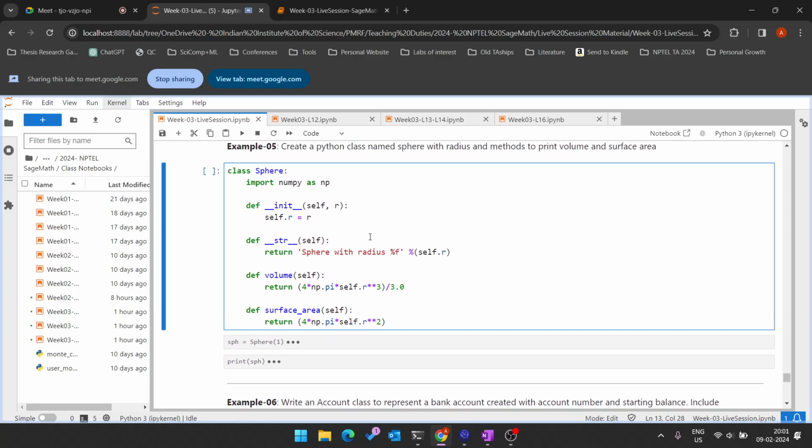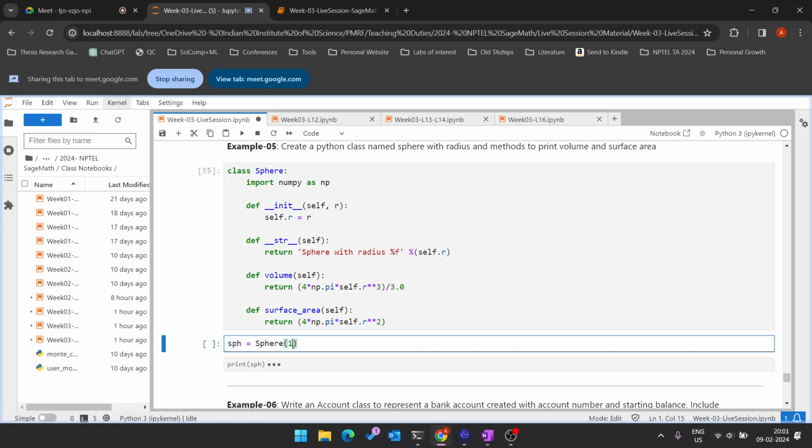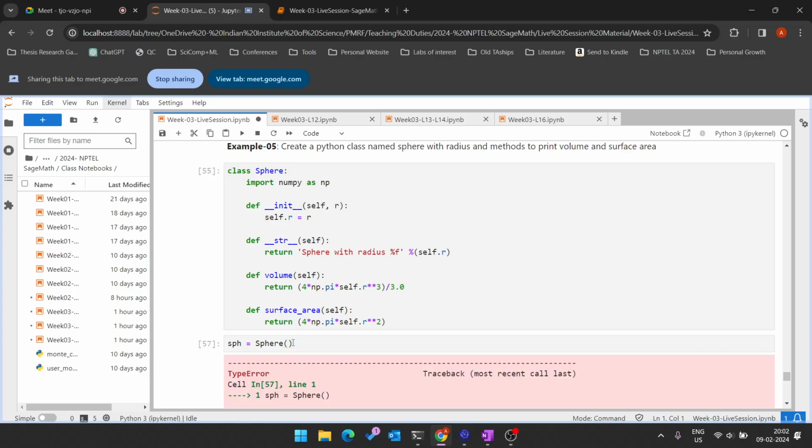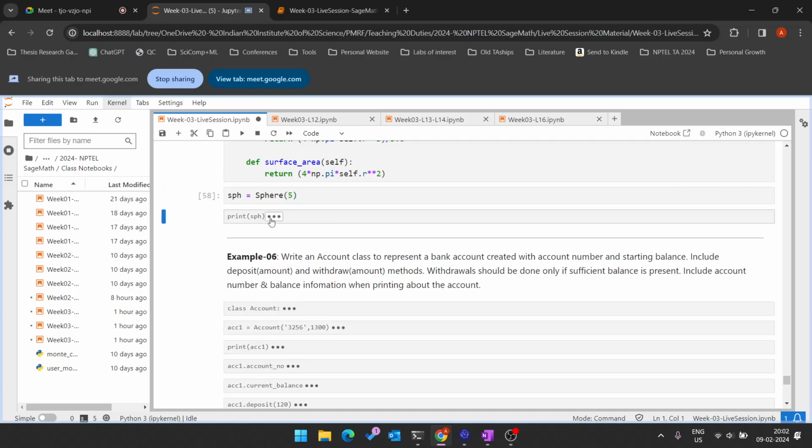Right, so this is what we have here. Then I run this class. I initialize a sphere of, say, radius 5 and assign that. So sph basically becomes an object belonging to the Sphere class with radius 5. What would happen if I give nothing? It will say that one positional argument was missing.